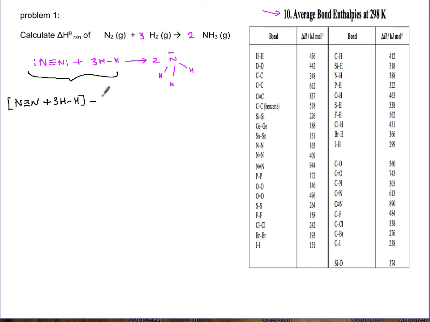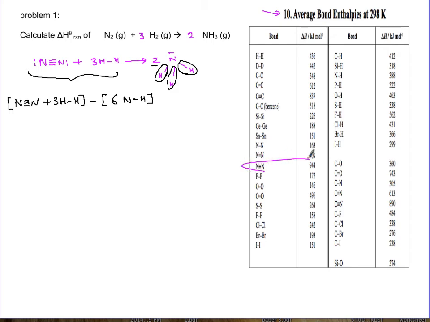On the product side, I'm forming, and this is also important, some students make a mistake: 1, 2, 3 attachments of nitrogen to hydrogen, but don't forget your coefficient of 2. Therefore, I'm forming 6 nitrogen to hydrogen attachments. I'm ready to put numbers down.